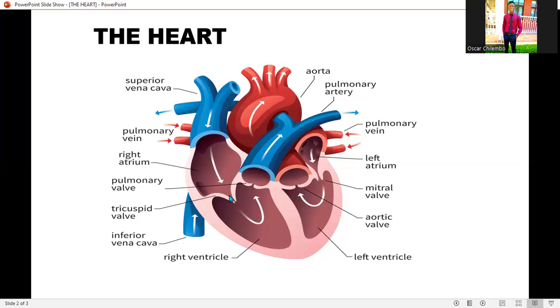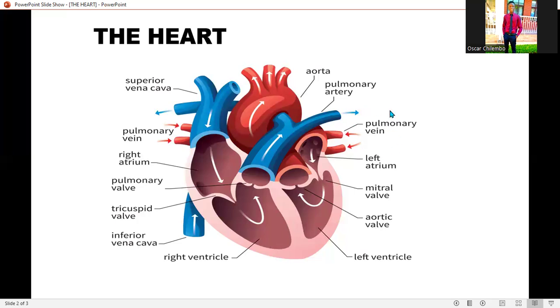Remember, the function of the valve is to not allow blood to get back to where it was coming from, to prevent the backflow of blood. So once blood goes from the right atrium into the right ventricle, it will not go back because there is what we call the tricuspid valve here. Okay. Same concept on the left.